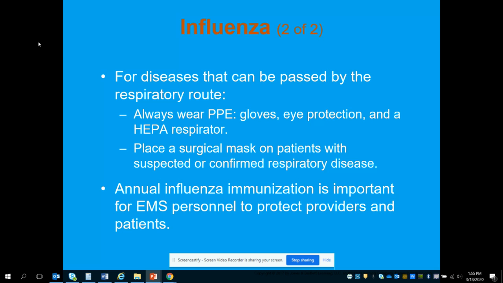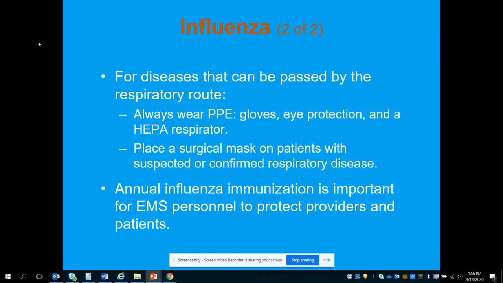For diseases that can be passed through this respiratory route, we want to make sure that we are protecting ourselves as well. So making sure we have the proper PPE, so gloves, eye protection, and an N95 or HEPA respirator, and then a surgical mask on the patient if they have a suspected or confirmed respiratory disease. So surgical mask on the patient and N95 or HEPA respirator on yourself to help filter out any of those particles to help keep you as healthy as possible.